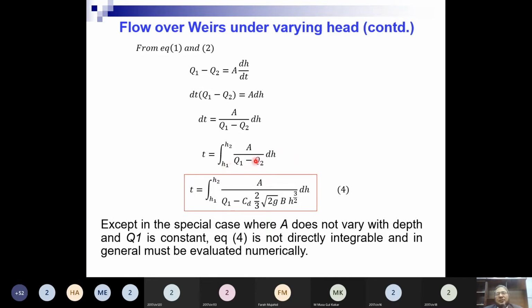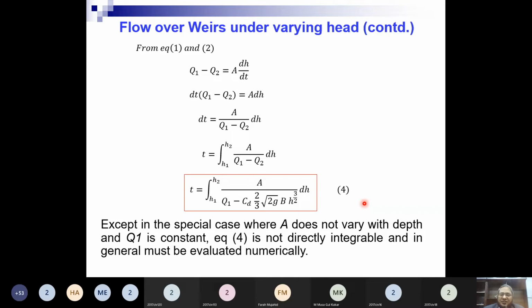But only we have to put the value of the q2. And what is the q1? Q1 is the flow which is coming from upstream in the reservoir. And q2 basically is a function of small h. So if we know the h, we can compute the q2 like this. So this is the governing equation to compute the emptying time, to lower the water reservoir level from any h to another value of h. Okay, so this is how you can compute the emptying time for a reservoir.